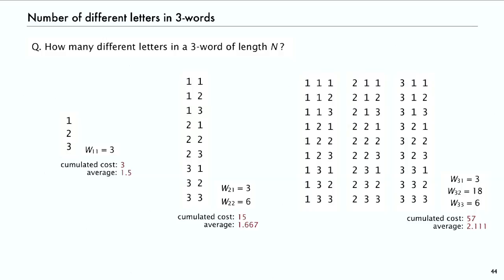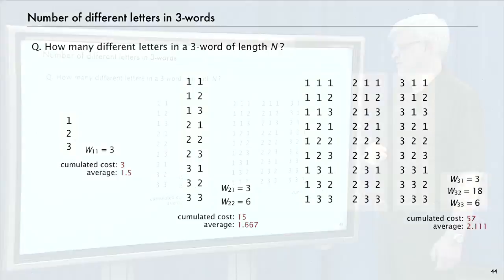In a three-word of length 1, they all have just one different letter. Of length 2, there are 3 of them that have one letter, and there are 6 of them that have 2 letters. Of length 3, there are 3 that have one letter: 1, 1, 1, 2, 2, 2, and 3, 3, 3. There are 6 of them that have 3 letters, all the permutations of 1, 2, 3, and the rest have 2 letters. And those are the cumulated and average costs computed as usual.